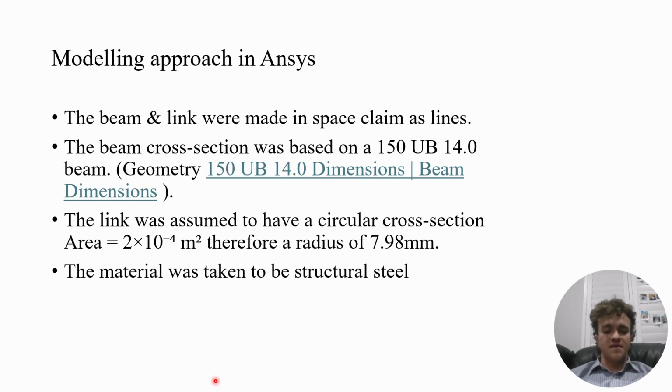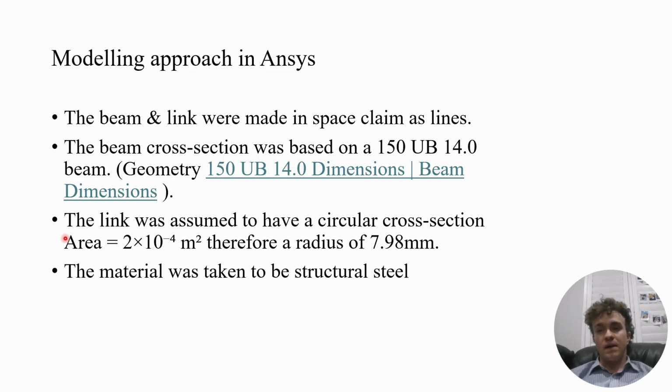So in modeling this in ANSYS, what we did is we created a beam and link in SpaceClaim, basically just 2 lines in SpaceClaim, and then we gave them cross sections. So for AB, we gave it the universal beam cross section based on the first thing I came up with when I googled this cross section online. I modeled it to be exactly like that.